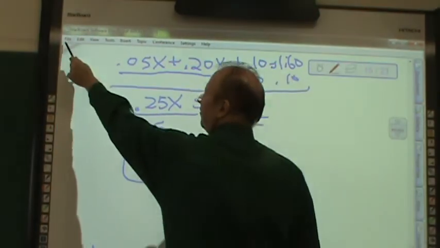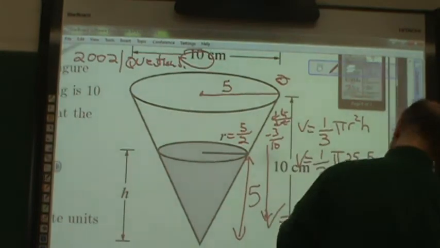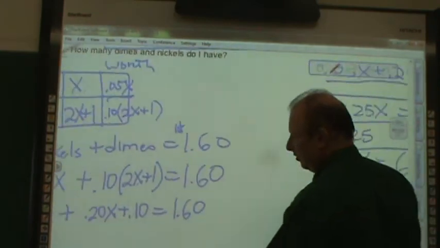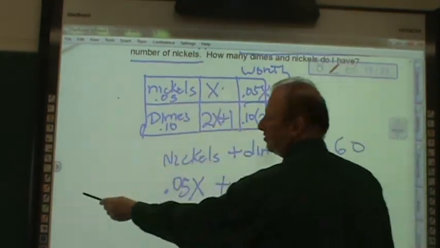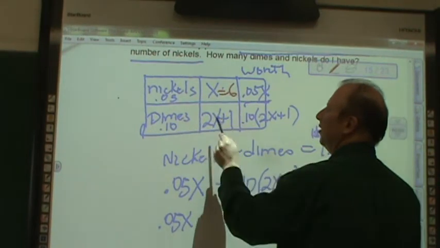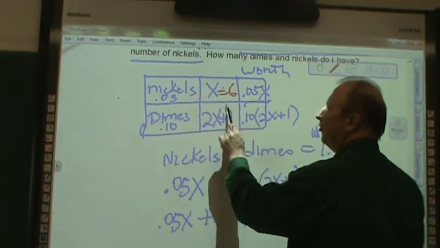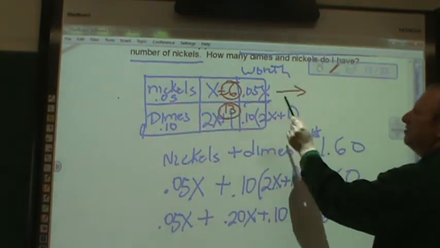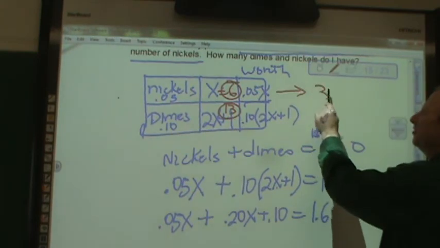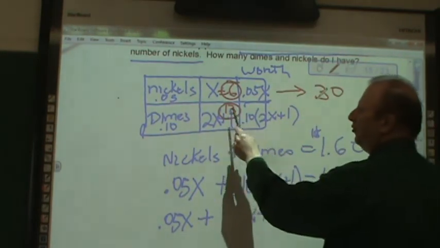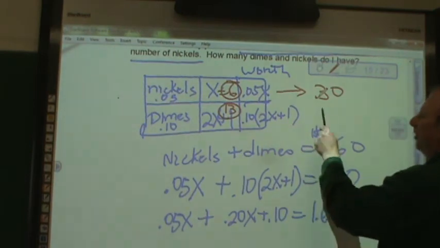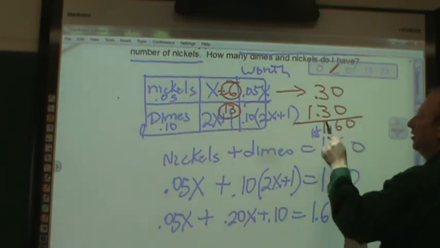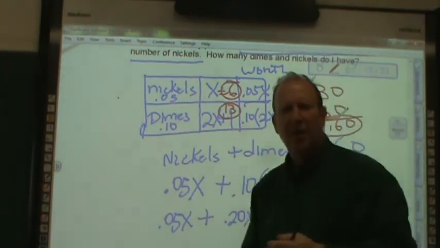Well, let's look at what that means. If X equals 6, then 2 times 6 is 12, plus 1 is 13. Okay, so if I have 6 nickels at 5 cents each, I have 30 cents. If I have 13 dimes at 10 cents each, I have $1.30. Together, I have $1.60.